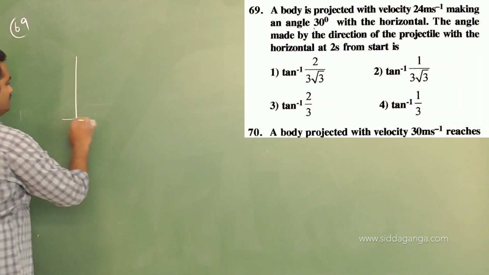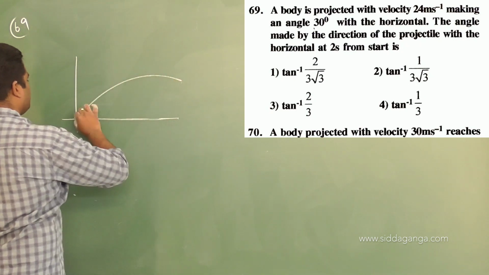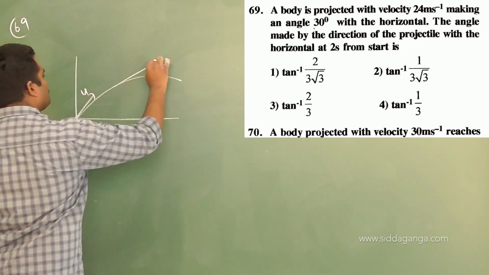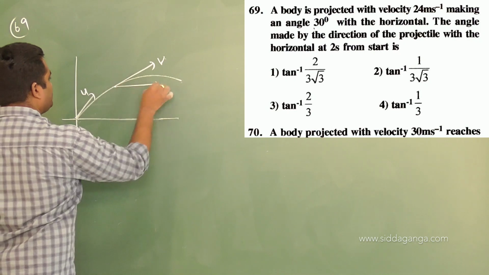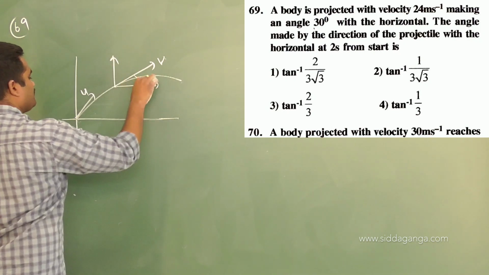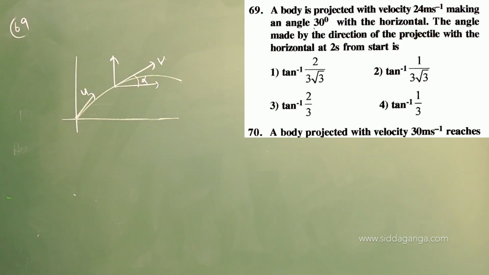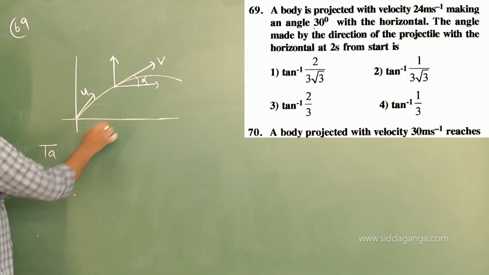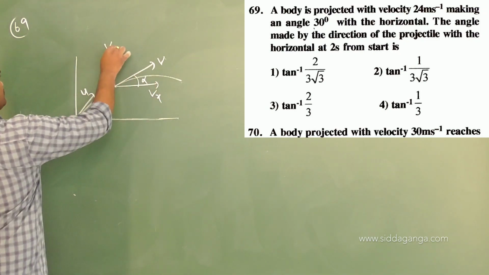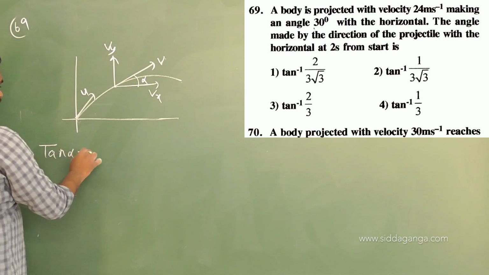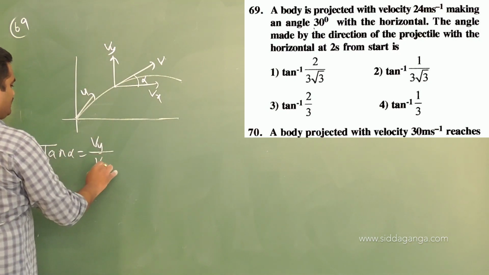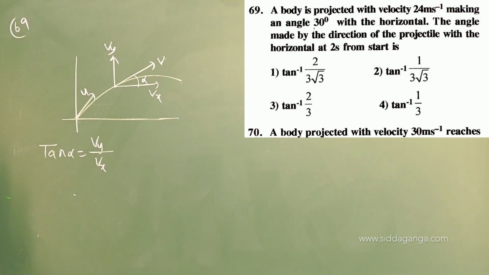Like this, it is thrown with u. After some time it is some v, we don't know, right? What angle it is going to make after 2 seconds, they are asking: alpha. How to find it? Tan alpha, this is Vx at that point and this is Vy. Tan alpha equals Vy divided by Vx. Alpha is the angle made with the horizontal.